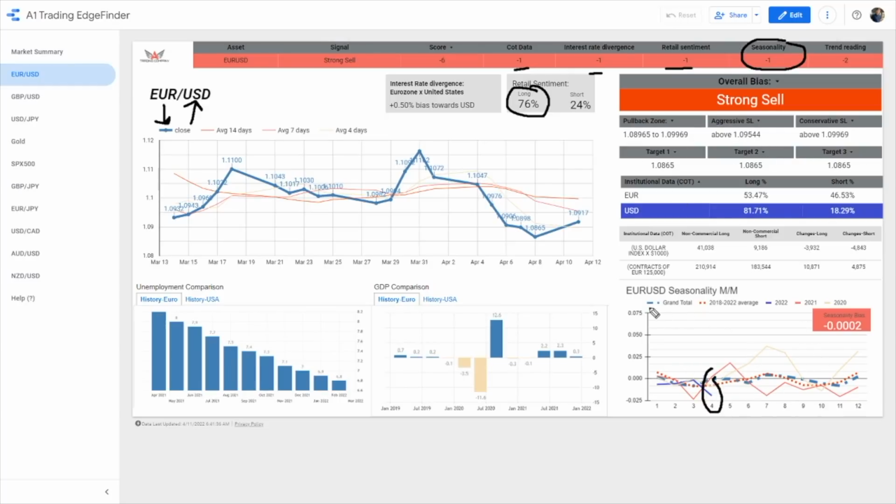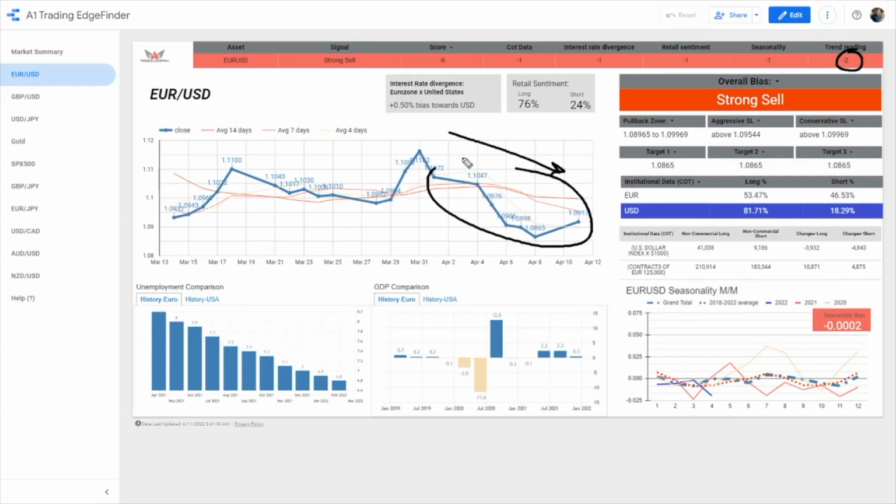That dotted blue line, this one right here, is telling us that April is a slightly negative month, but not by much. Still giving us a negative reading for the euro dollar. So historically, the month of April is negative for euro dollar. And finally, we have a strong downward trend, which you can see in the price chart here. So barring all of that, that gives me a short bias on the euro dollar.